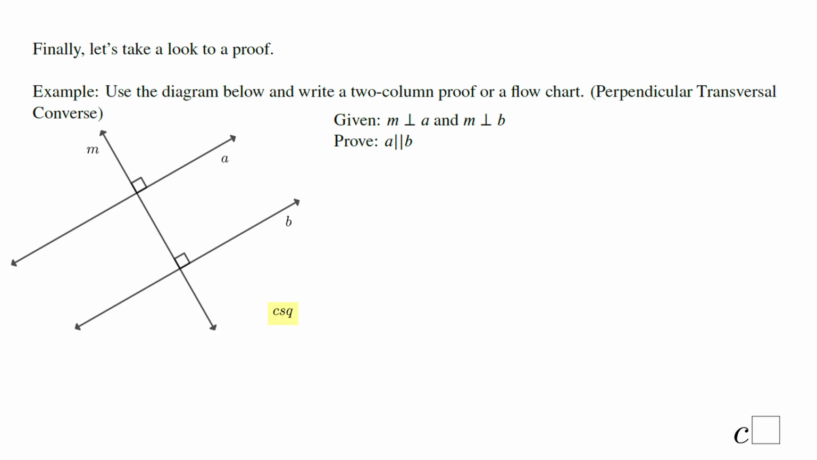Okay, how can we write a proof for this converse, the perpendicular transversal converse? If you notice here, we are given that M is perpendicular to A. We can see the right angle here. Also, M is perpendicular to B. Can we prove that A is parallel to B? And that looks like common sense here. Let's write a two-column proof. I will do it.